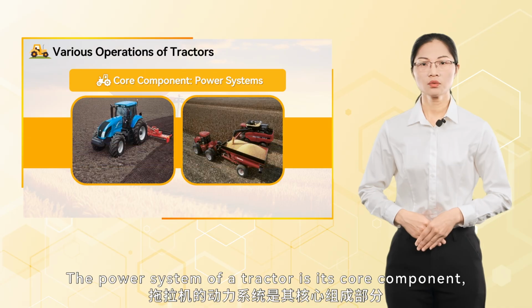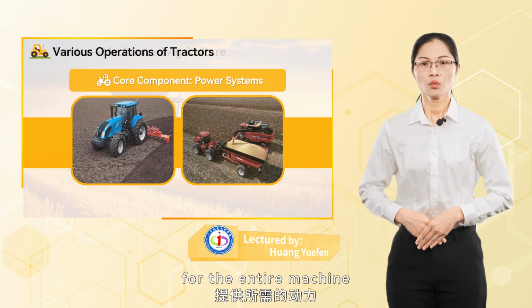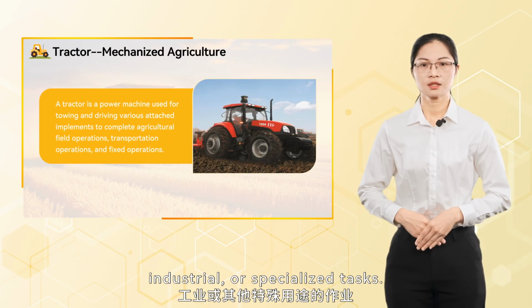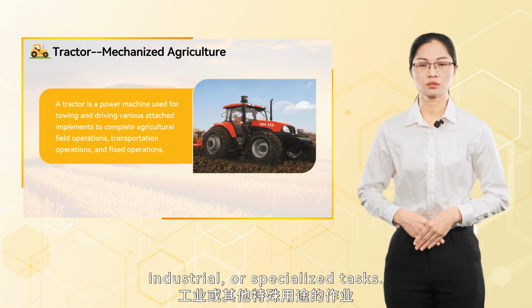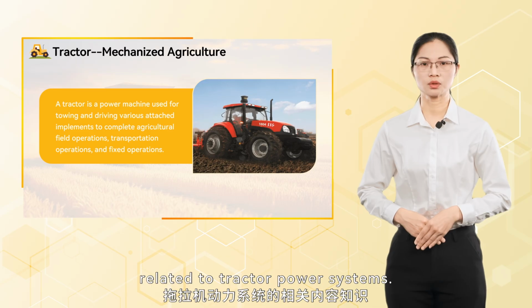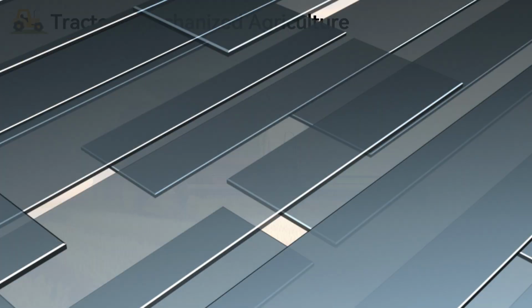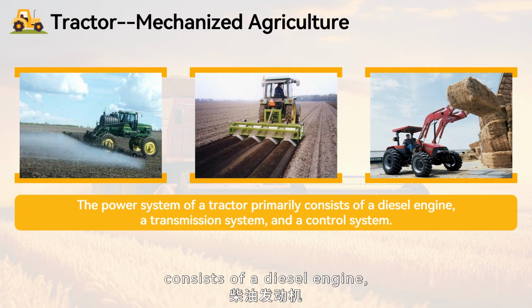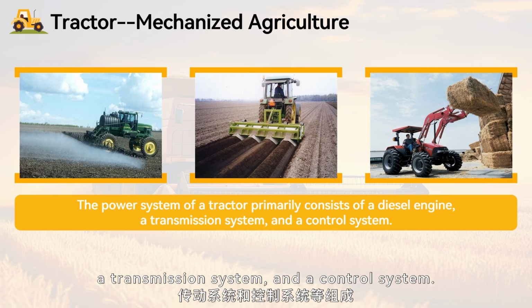The power system of a tractor is its core component, providing the necessary energy for the entire machine to perform various agricultural, industrial, or specialized tasks. Let's delve into the knowledge related to tractor power systems. The power system of a tractor primarily consists of a diesel engine, a transmission system, and a control system.